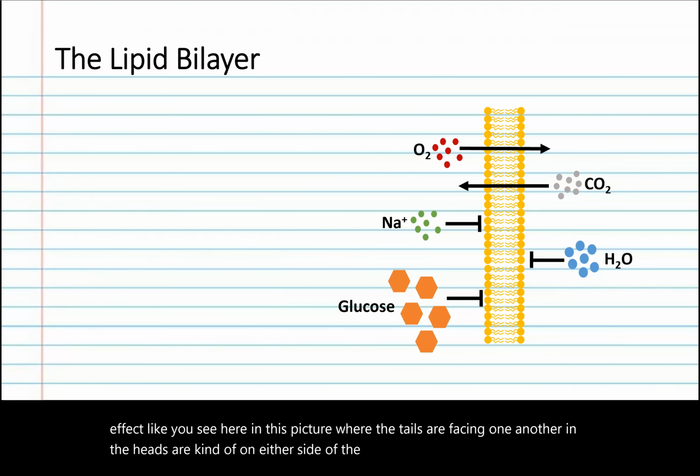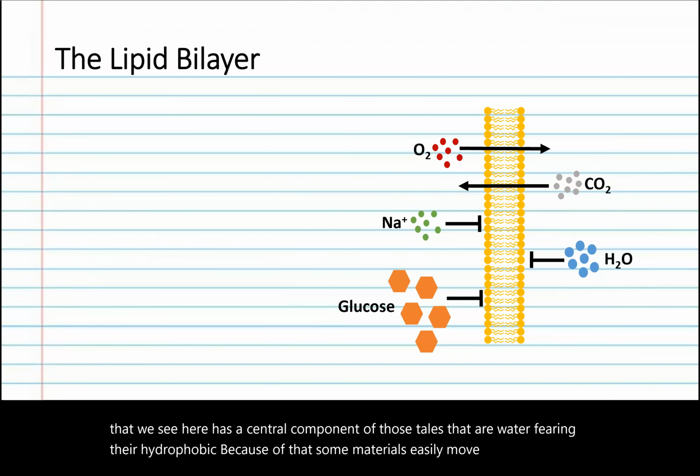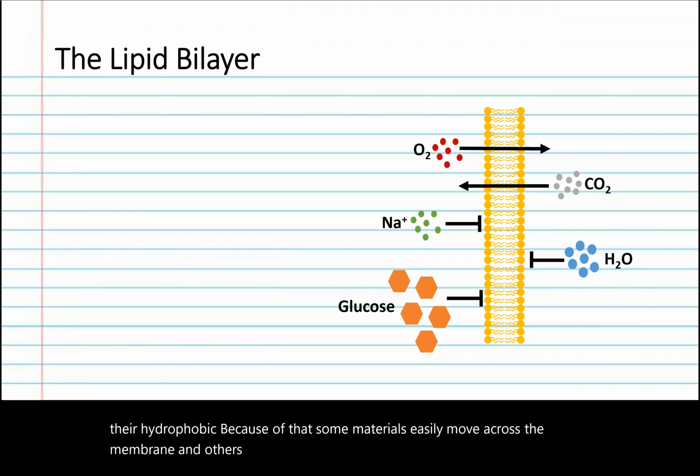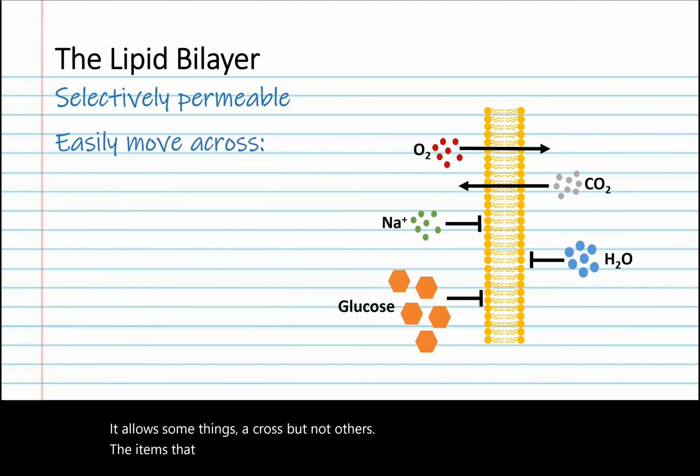That phospholipid bilayer that we see here has a central component of those tails that are water-fearing. They're hydrophobic. Because of that, some materials easily move across the membrane and others don't. We say that the membrane is selectively permeable. It allows some things across, but not others. The items that can easily move across, they have a couple of main characteristics.